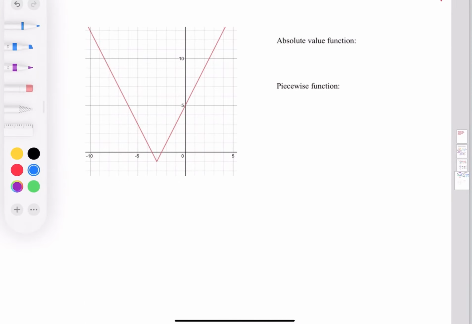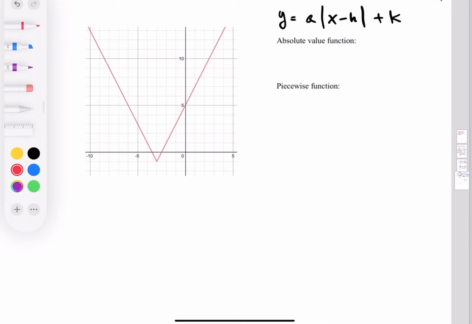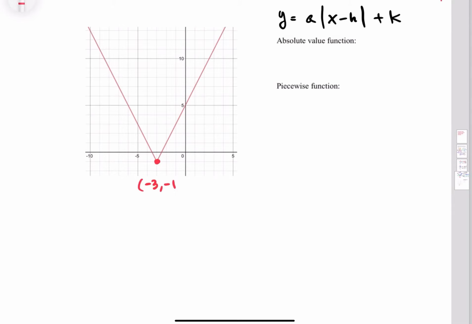I'm going to write out the absolute value function. The more I write it, the easier it is for me to memorize. So y is equal to a times the absolute value of x minus h, and then plus k, where a is our slope, and (h, k) is our shared point, also known as our vertex. If I take a look at this particular graph, we have that shared point right over here, and that shared point is located at (-3, -1).